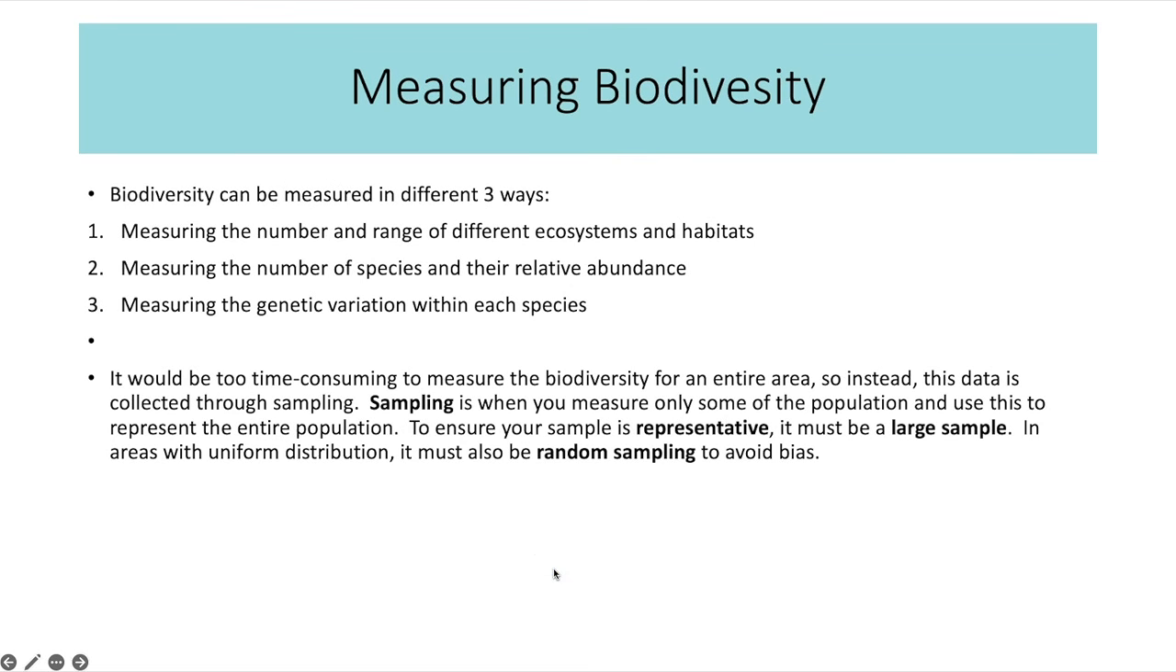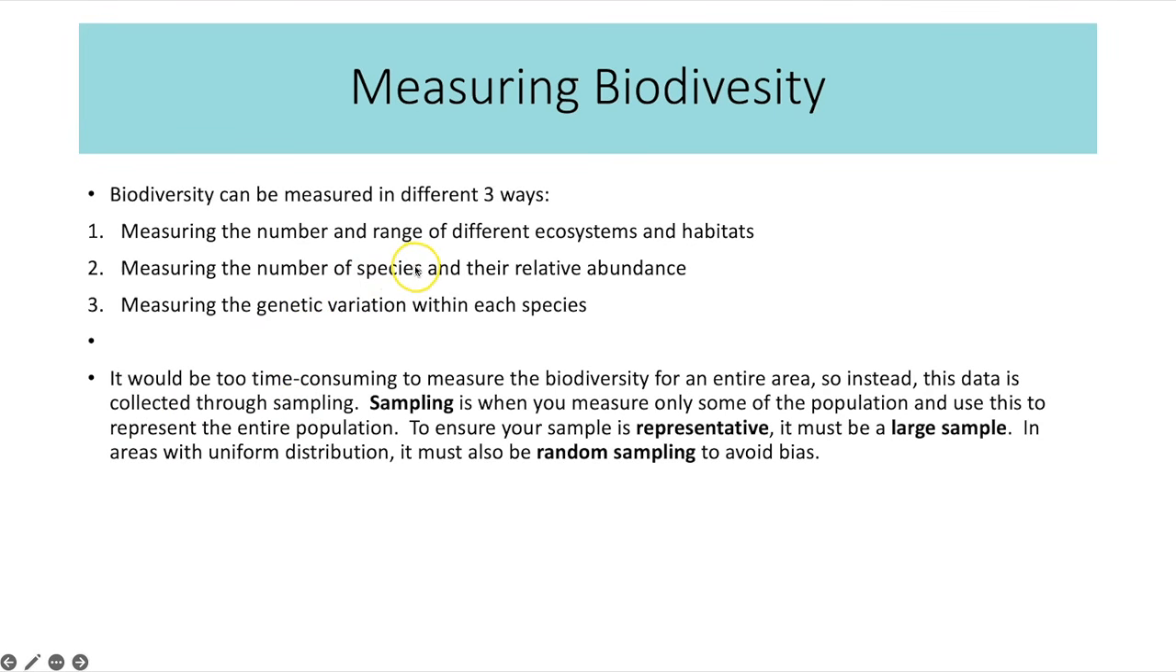So the way to measure biodiversity are these three options here. You can either measure the number and range of different ecosystems and habitats. And the reason you can use that is if there is a broader range of habitats and ecosystems, that will attract a greater range of animals and a greater range of plants would be present. So that would mean the greater biodiversity. You can measure the number of species and their relative abundance, because that would indicate a greater biodiversity. And measuring genetic variation as well can be used. So essentially it's measuring habitats, number of species, or genetic variation.